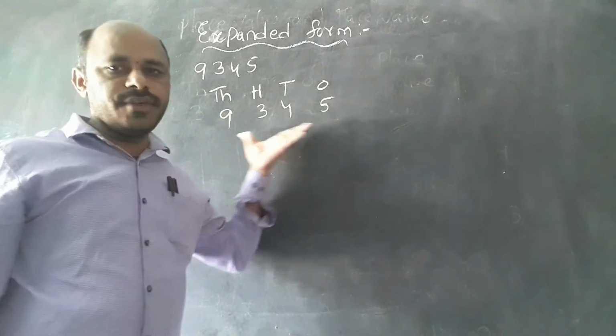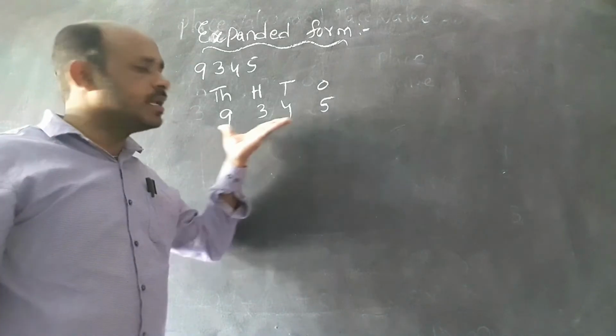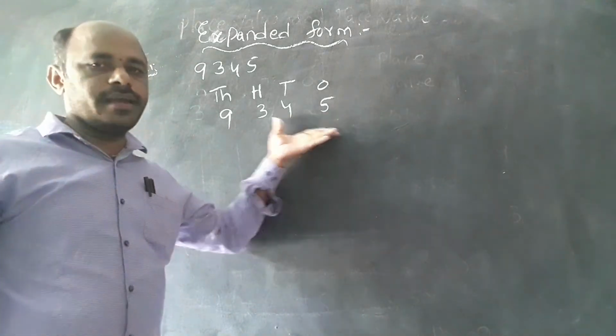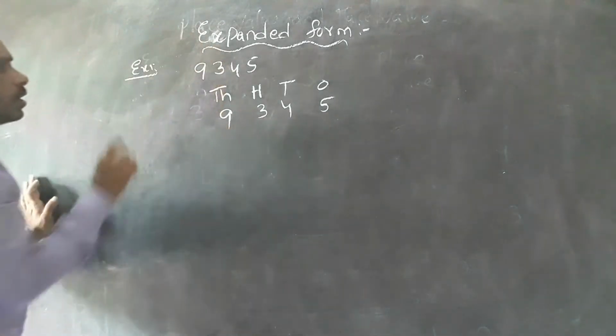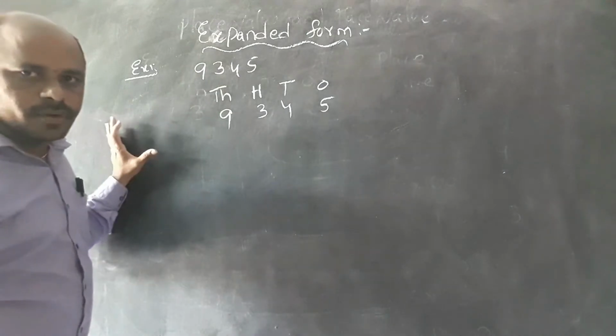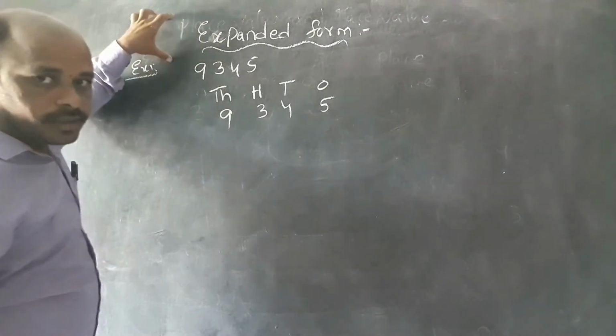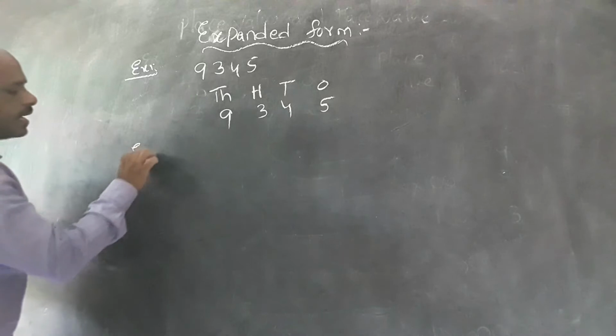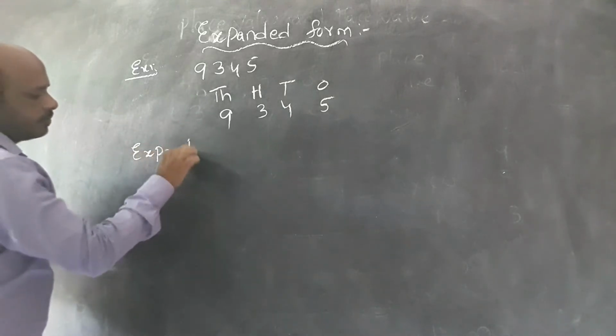9345, we will read it like this. Okay, now what I told, expanded form. I am writing about the expanded form. I am explaining about the expanded form. Keep the heading here: expanded form.